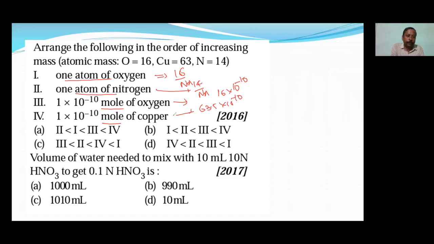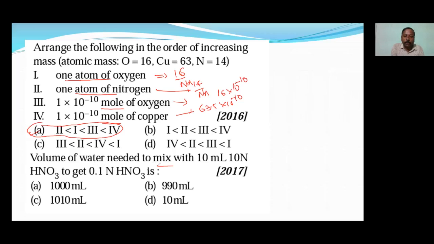1 mole of copper. Okay. So accordingly, when you arrange the correct order, answer 1 will be correct, I hope. Okay. Second will be less than, first less than, third less than, fourth. So the answer to this question is what? A. Okay. Now you try the next one.